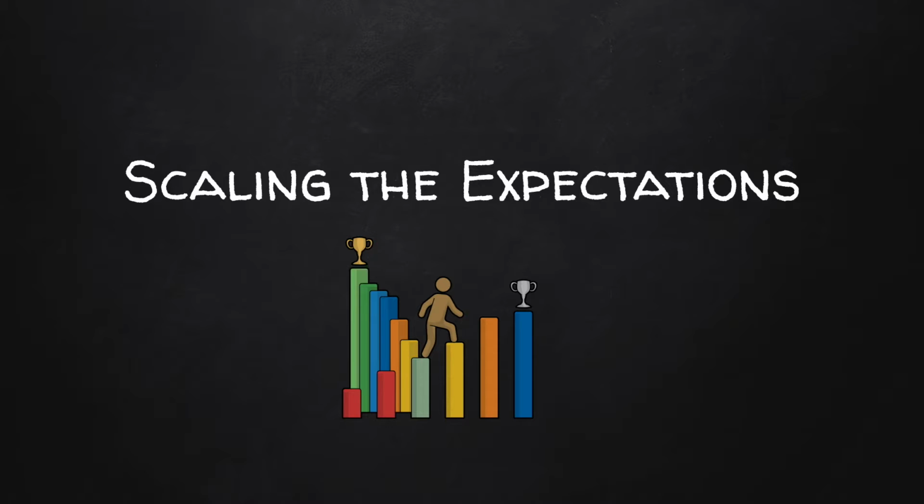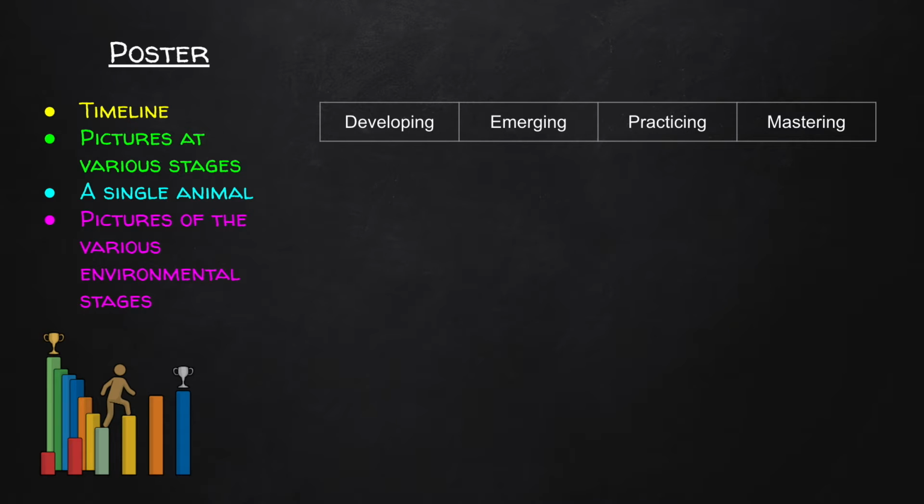Scaling means that I'm going to describe what the poster looks like, or what the different elements of the standard look like at different levels of success. I want to think of student success at 4 stages. Students are either developing, emerging, practicing, or mastering a skill. There are other ways to conceptualize the way that this works.